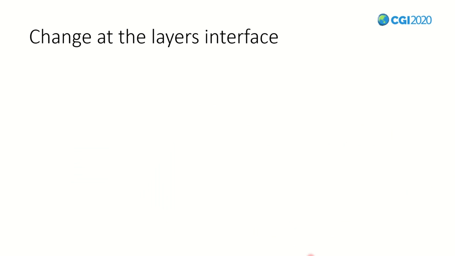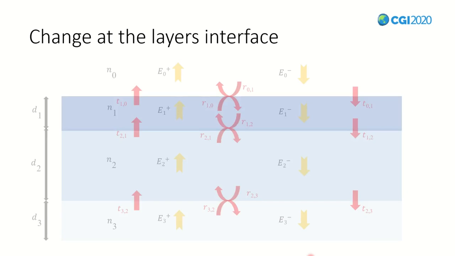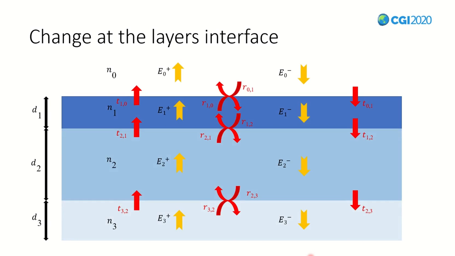So for that, let's have a more detailed drawing of what's happening. So in each layer, we have two waves that are propagating, one that is propagating forward, one that is propagating backward. Each layer is described by an index of refraction n and a thickness d. And at the interface between each layer, we have two coefficients, one is a transmission coefficient, one is a reflection coefficient in amplitudes, and those coefficients depend on whether the light is propagated forward or backward.